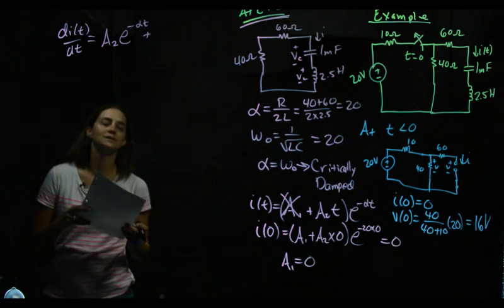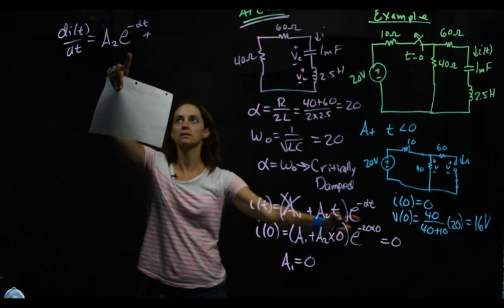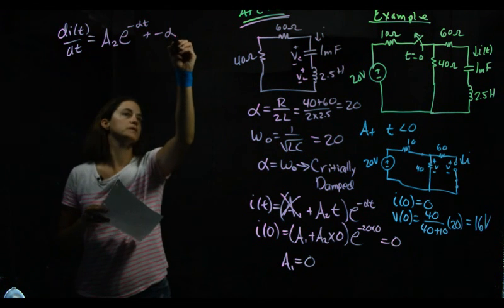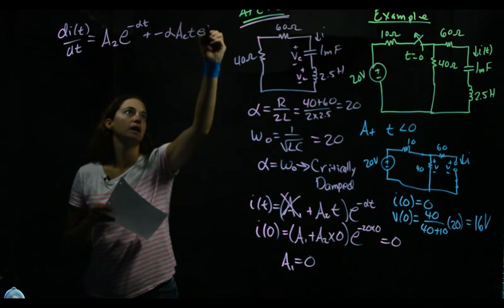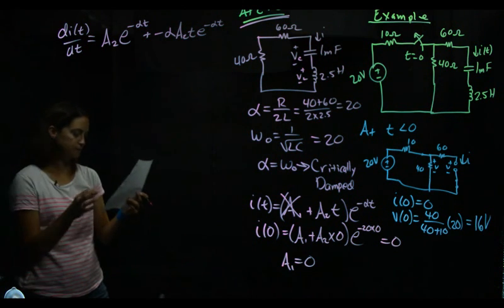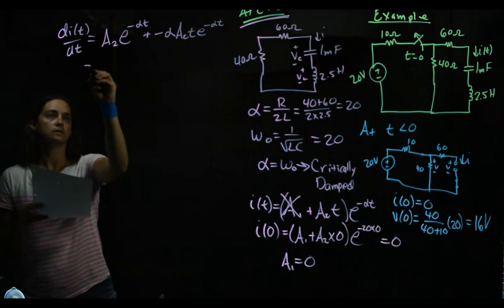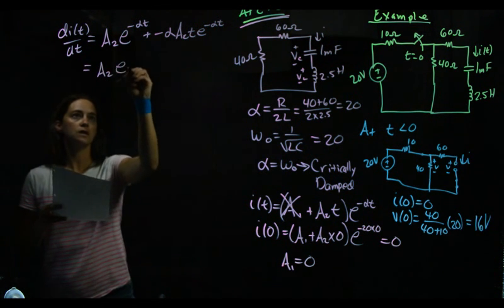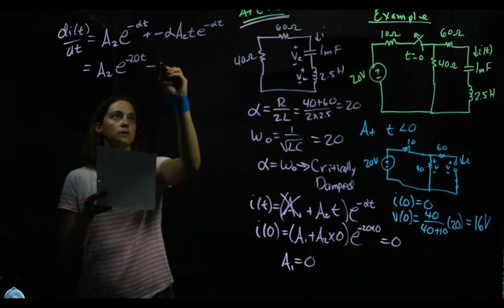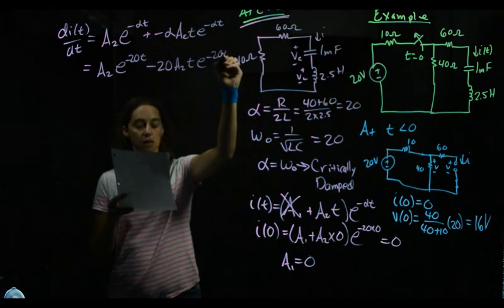Wait, which one did I do first? I did derivative of the first times the second. So now I'm going to do derivative of the second times the first. So derivative of the second times the first. And I'm writing alpha, but I could go ahead and put that minus 20 in there. Let's go ahead and do that. So we have A2 e to the minus 20t minus 20 A2 t e to the minus 20t.